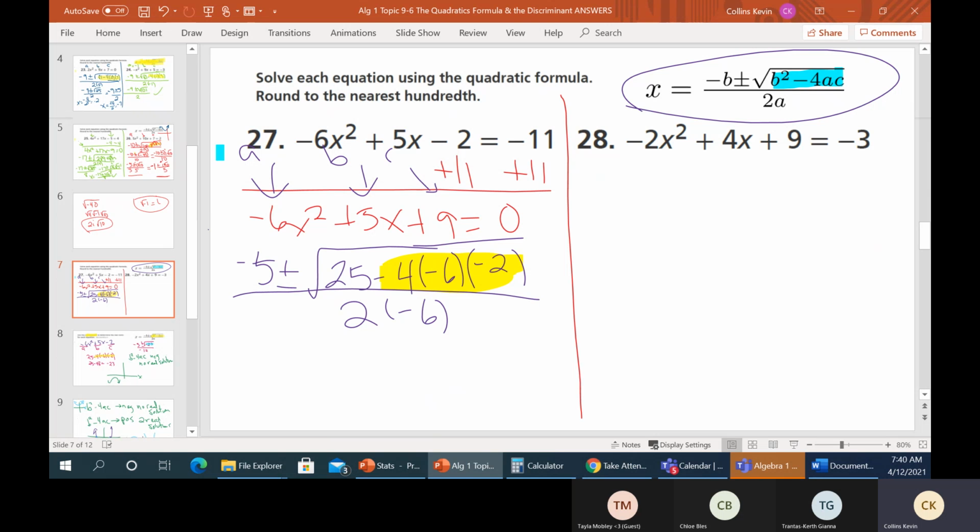So now we've got -5 plus or minus the square root of -23. And then that's going to be over -12. All right, so this one here, I'm a little surprised they put this problem in this section and said round to the nearest hundredth, because we get an imaginary answer.